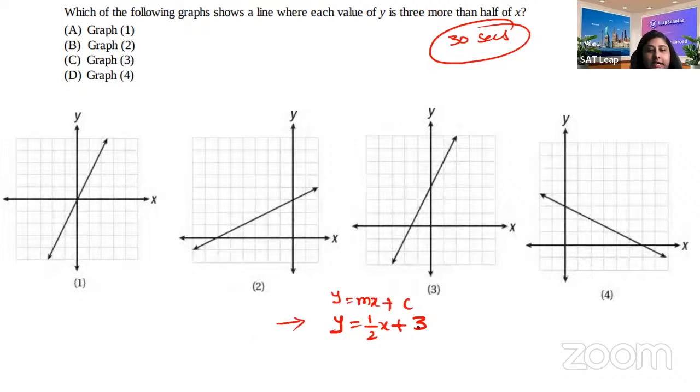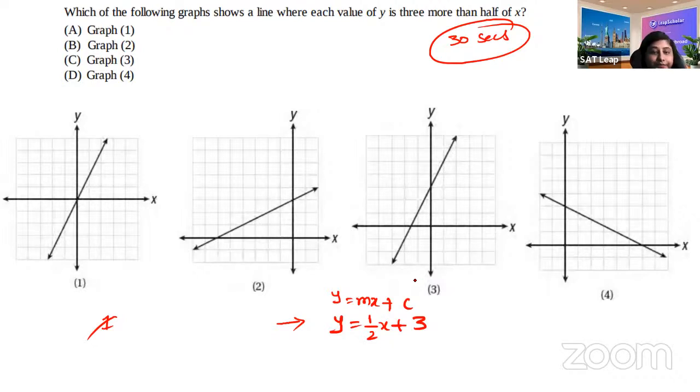So first thing is it is intercepting the y-axis at 3. So the first option is gone, because in the first option the line is passing through the origin, right? It should intersect the y-axis at 3 according to the equation of a line. So the first option is gone. And what other option can I eliminate straight away? Can anyone tell me, based on the slope? Another option I can eliminate.